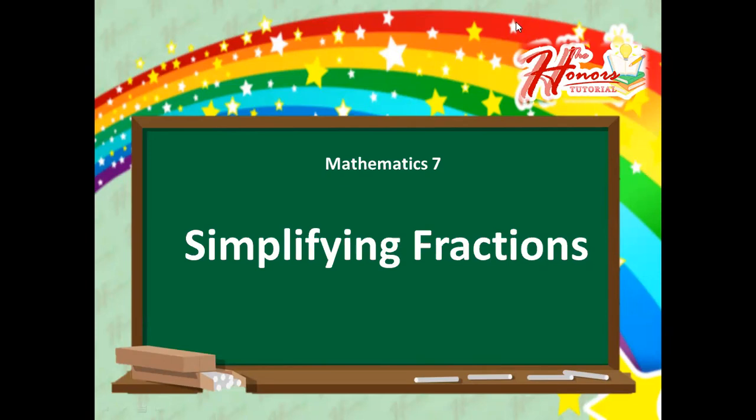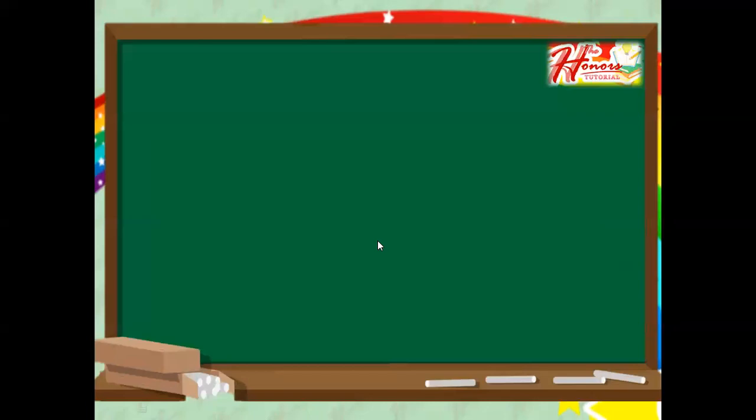Our topic for today is about simplifying fractions for Math 7. We have here our example number 1. So we have here 4 over 20. How are we going to simplify this fraction?